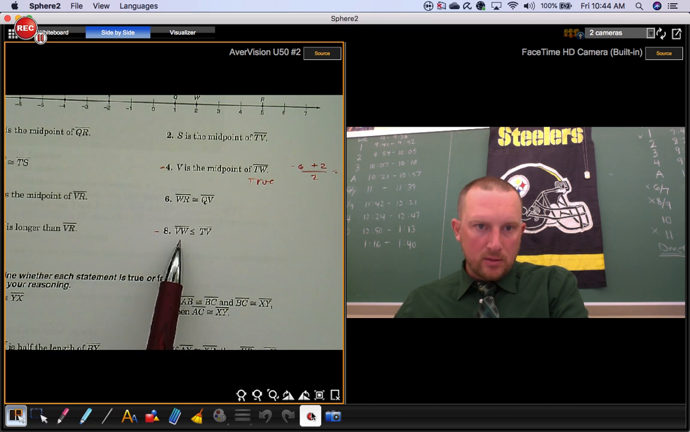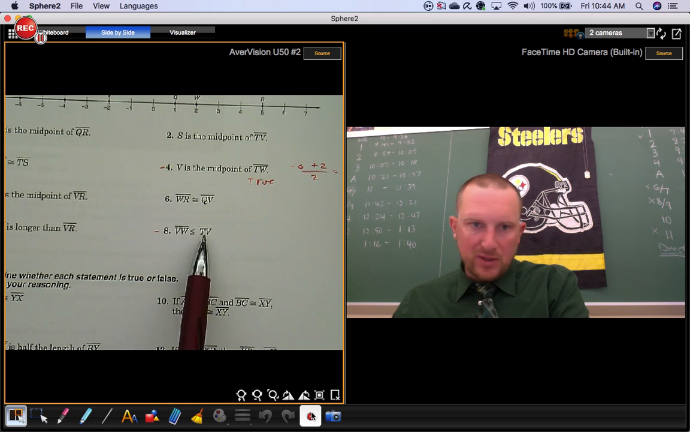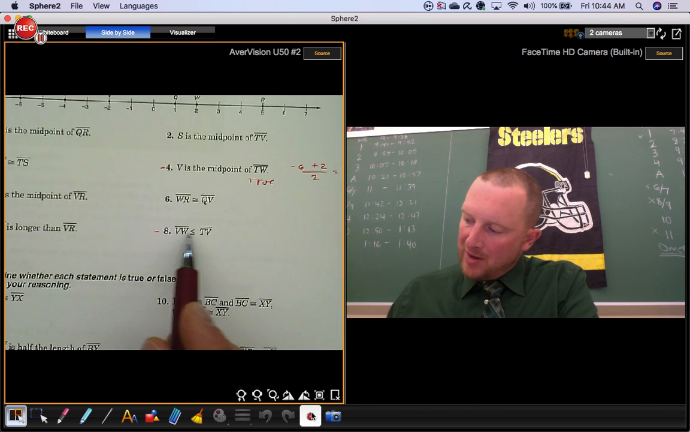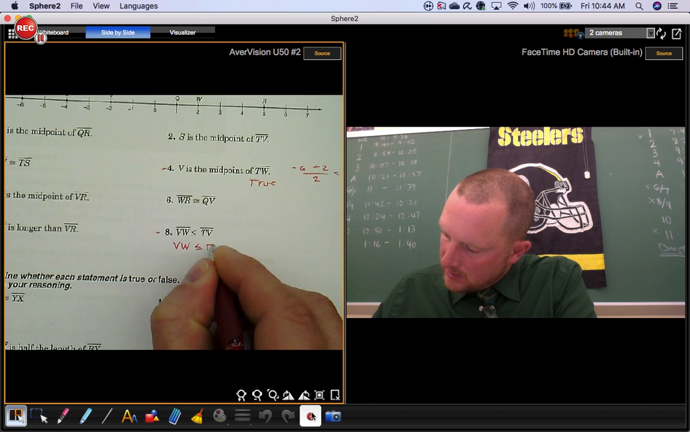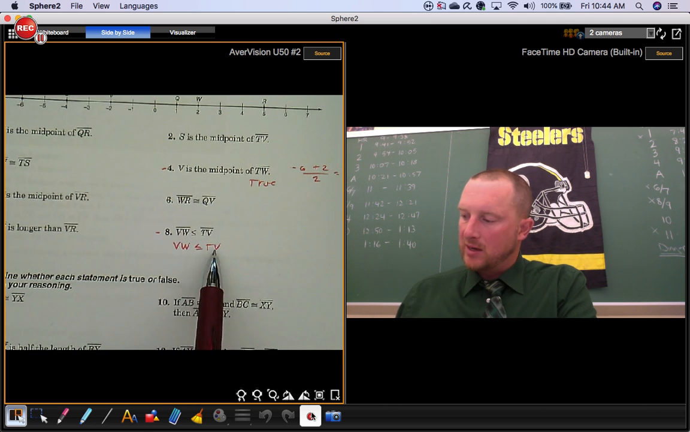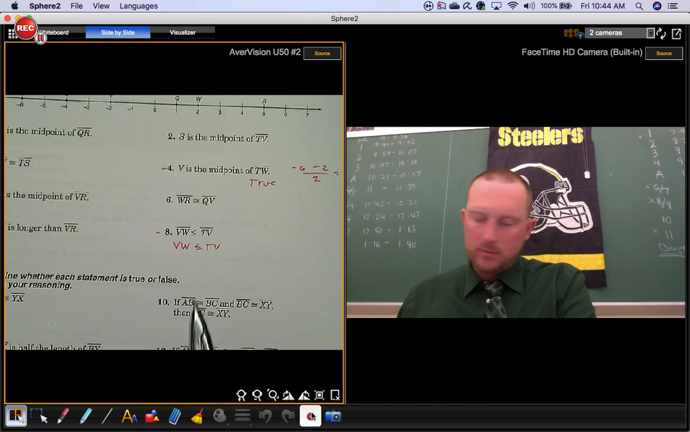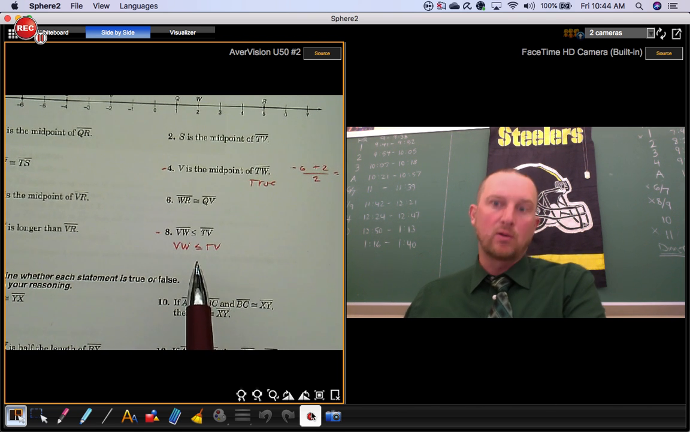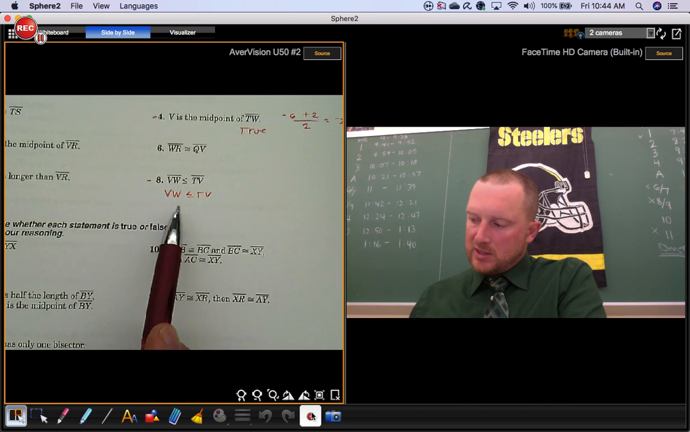Number 8. They're asking you if this segment is less than or equal to this segment, and that's written wrong. If you're comparing segment lengths, you should write it like this. This is how you write segment lengths. So that's an error in the book. So if you're trying to correctly write geometry, this is how you're writing it. Okay, so we can still answer this.